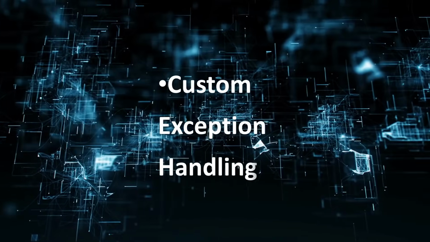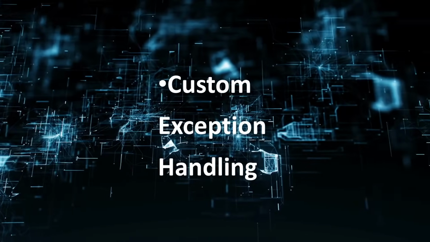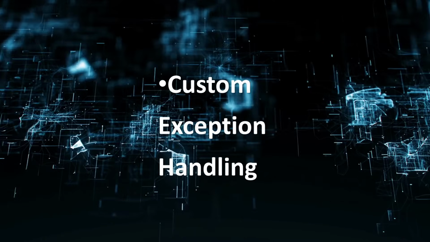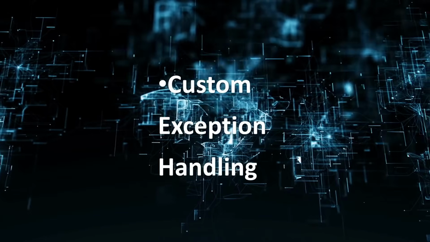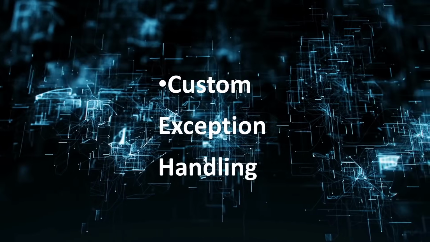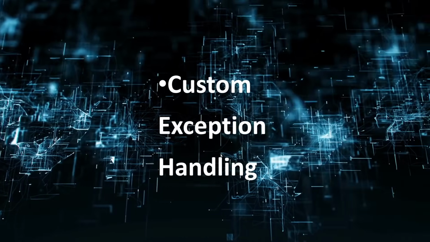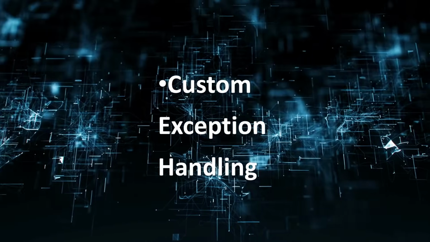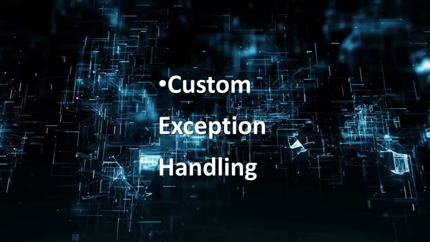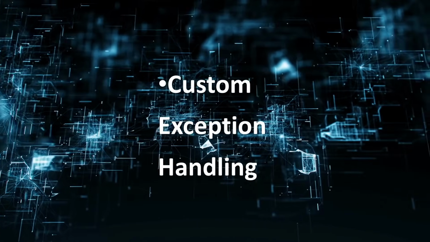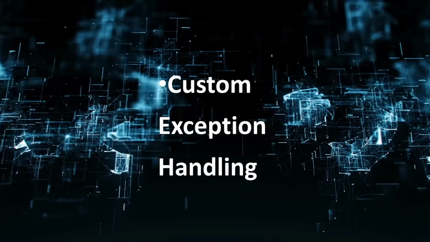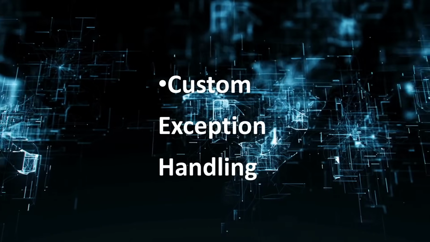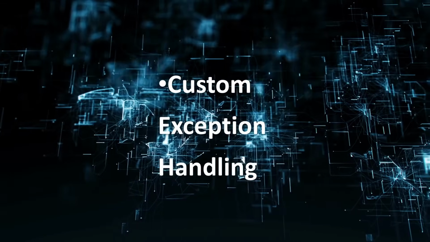Custom exception handling, on the other hand, involves handling exceptions at the specific point within the code where they are likely to occur. So developers explicitly define the try-catch blocks around the portions of code that are prone to raising exceptions. This approach allows for more fine-grained control over exception handling, enabling different actions to be taken based on the specific exception type or context.